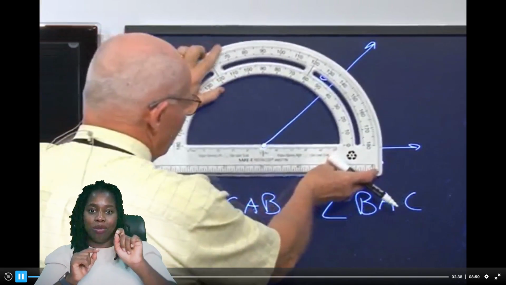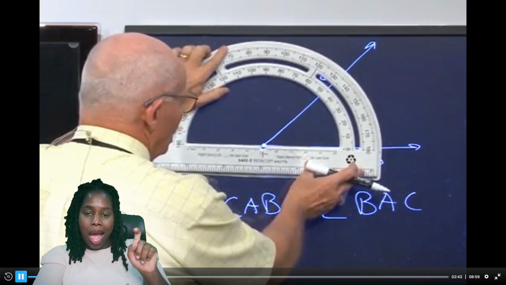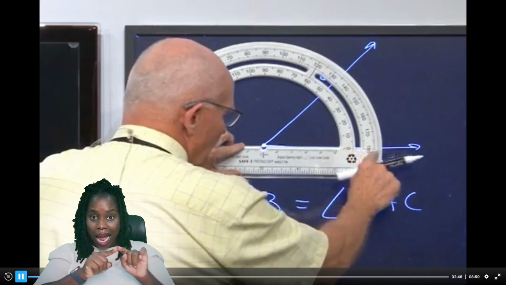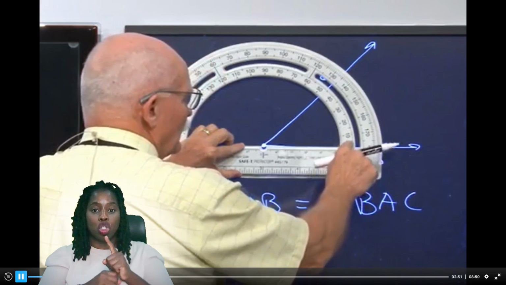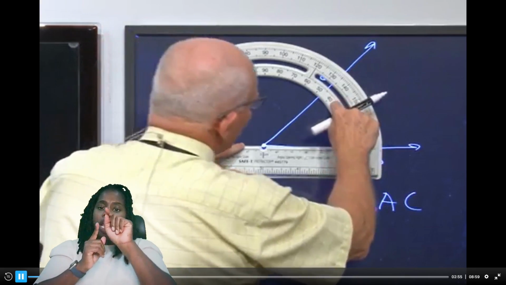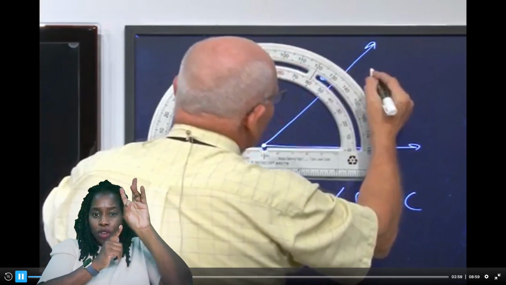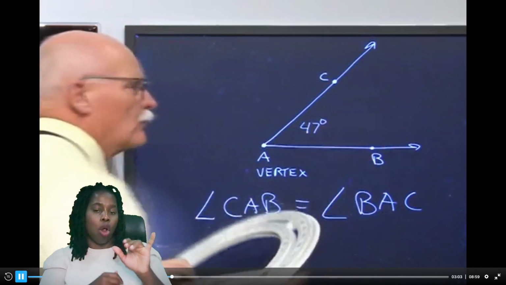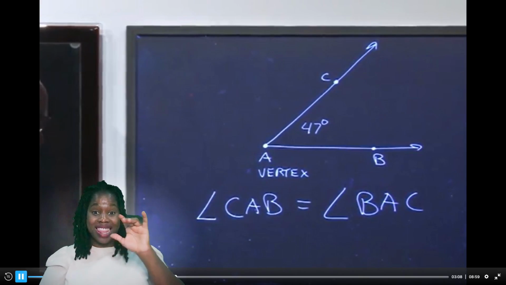So I'm going to put the vertex of my angle right at that point, and then I'm going to run that one side right along so that it's right at an angle of 0. Then I'm going to read up 10, 20, 30, 40, 45, 46, 47. It's hitting this protractor at right about 47 degrees. So this angle is a 47-degree angle.